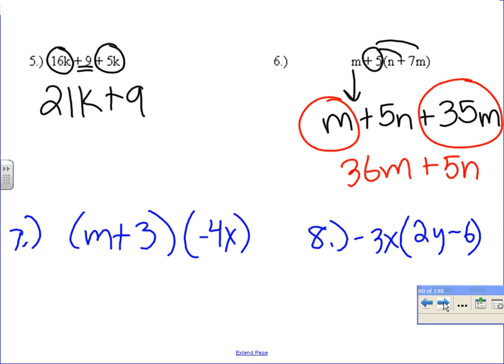You mean, are M and N the same thing? Is that what you mean? No. Yeah, these are the same. There will be problems that are set up that are the same. But this one, they're not. They'll be the same sometimes. No, they're different. Am I answering you correctly? Okay, they're different. If they're different letters, they're not like terms.